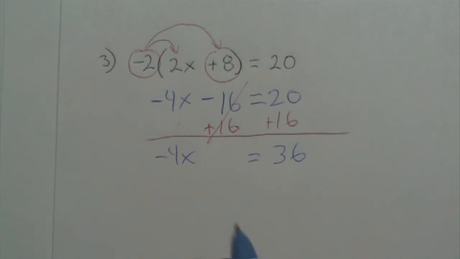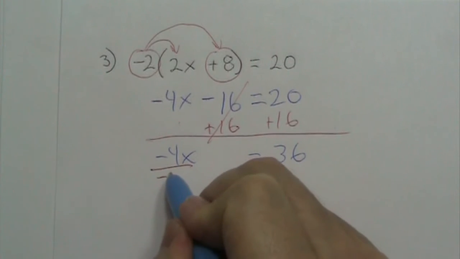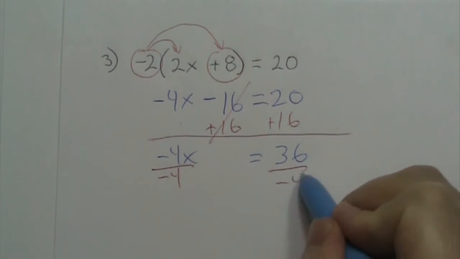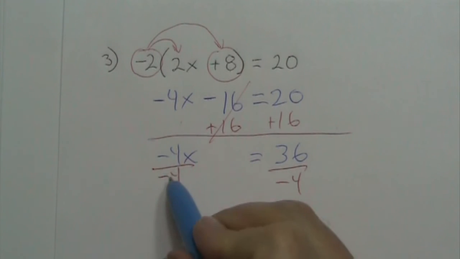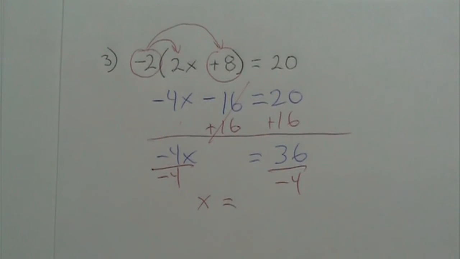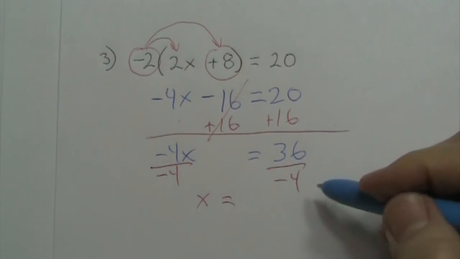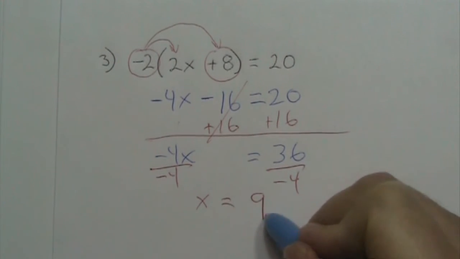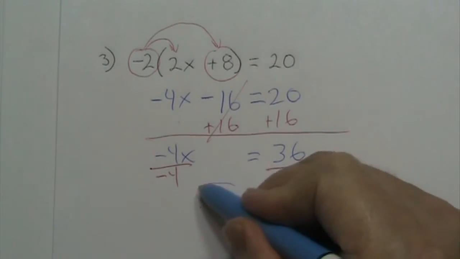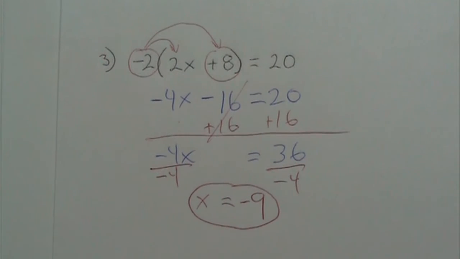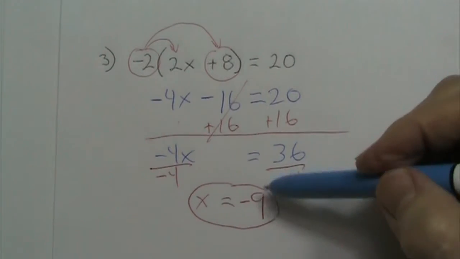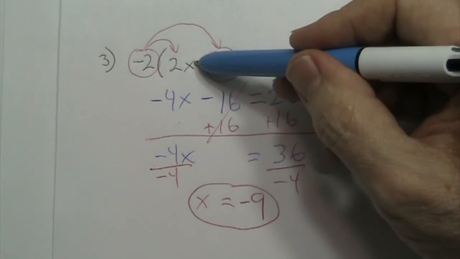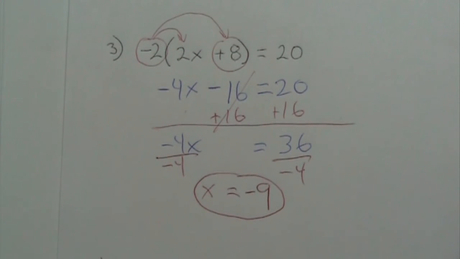If not, you need to get rid of this -4. You want to make it a 1. To do that, to make this -4 a 1, you divide by -4. See, that's 1. 1 times x is x. Over on the right side, 4 goes into 36 9 times, and there's one negative. To check it, just take -9, plug it in there, and you will see it should work out.